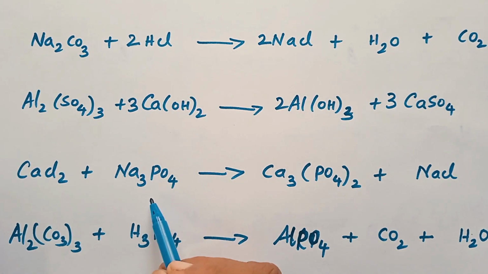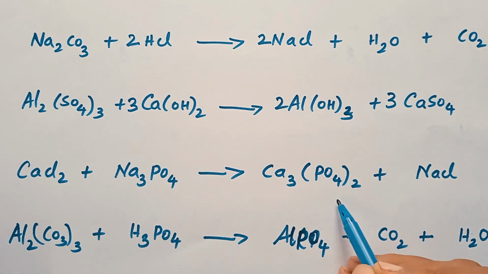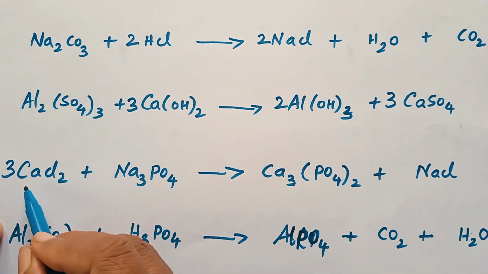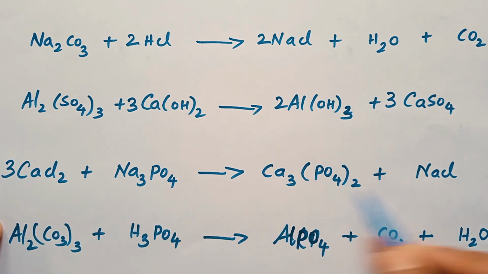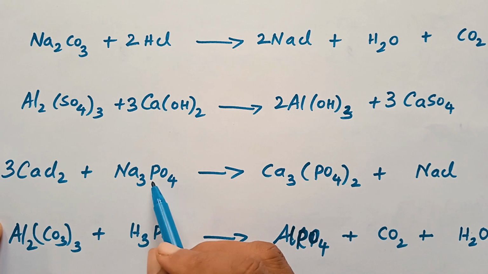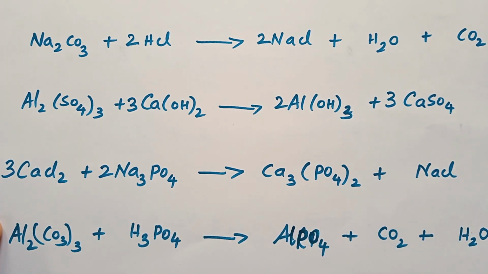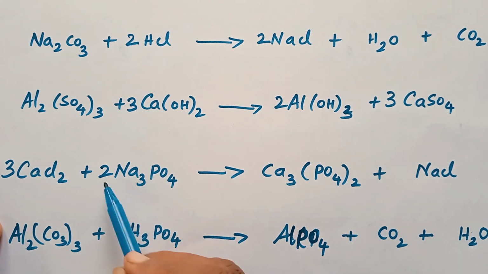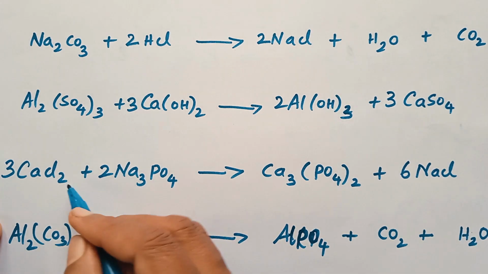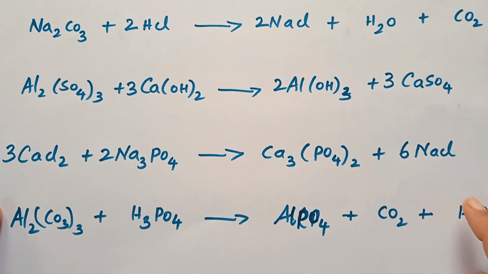CaCl2 plus Na3PO4 gives Ca3(PO4)2 plus NaCl. Here the phosphate polyatomic group is present. Check for calcium. Here it is 3. So I am changing here to 3. And sodium. Here it is 3. Here it is only 1. Okay, we'll check for phosphate first. Phosphate, we have 1 group, here 2 groups. So change it into 2. So the phosphate is balanced, but sodium we have 6. So change it into 6 over here. Check for chlorine, 3 into 2, 6. Here also 6. So this equation is balanced. Now we'll go for the next one.